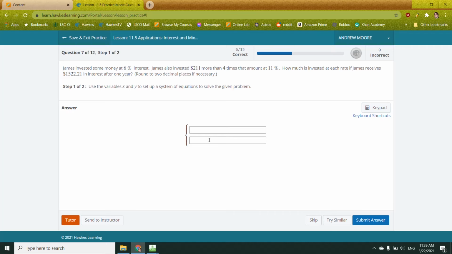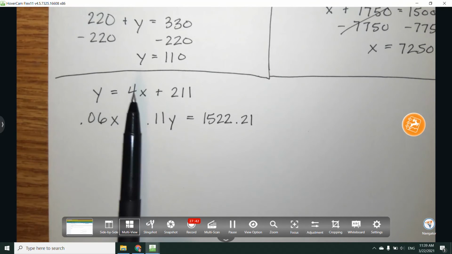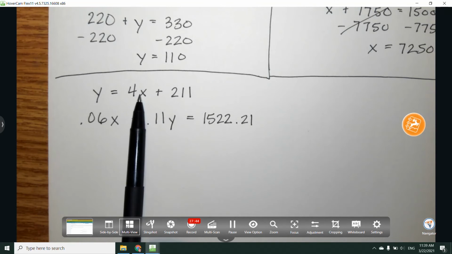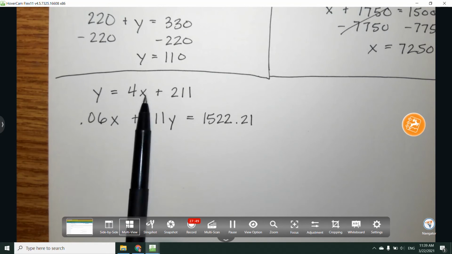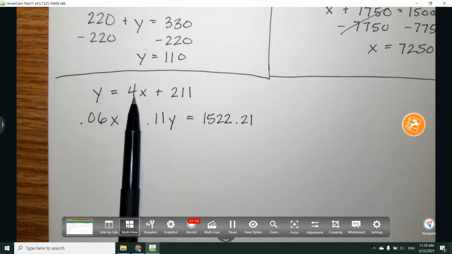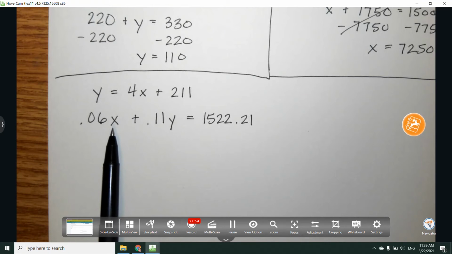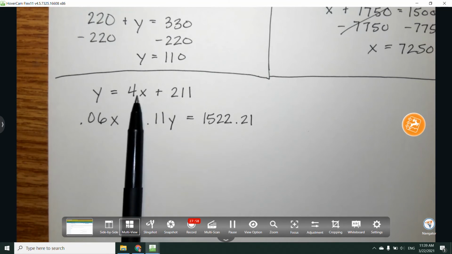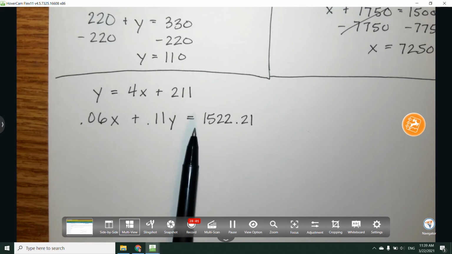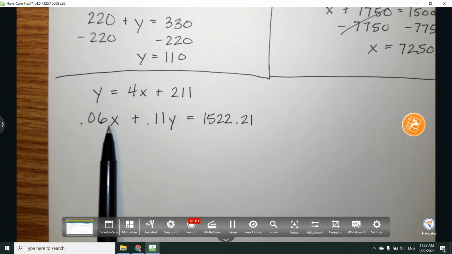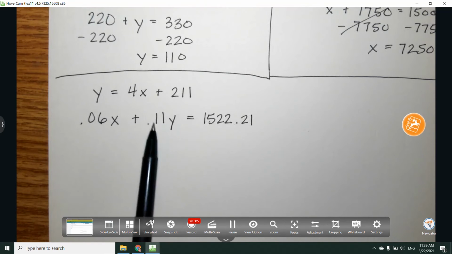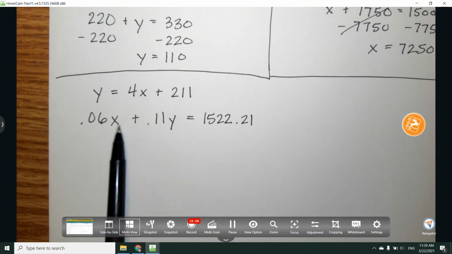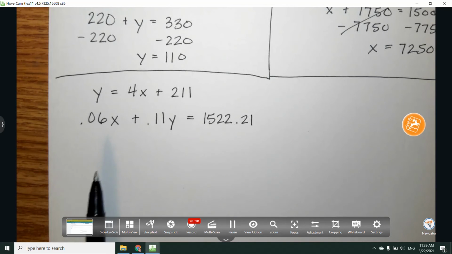So we're going to have to set this one up first. It said that there was money invested at that 6%, and the Y was 4 times as much as that money invested plus $211 more than that. So that's why we set up our Y to be equal to this equation. So that's our first one. And our second one is just the amount of interest earned. Together they're just totaling up this interest earned. So if we do the rate times the money invested for each one, that's our total interest earned.